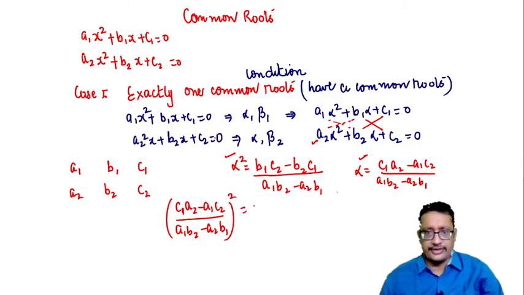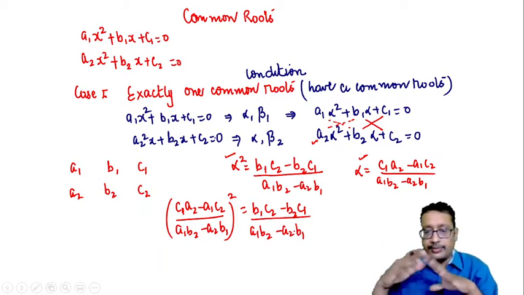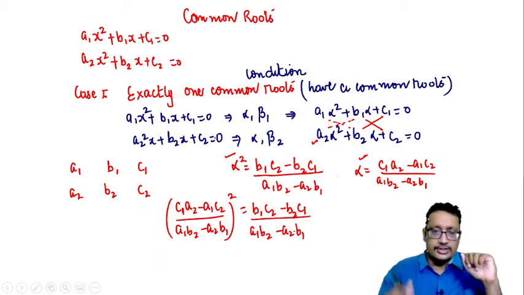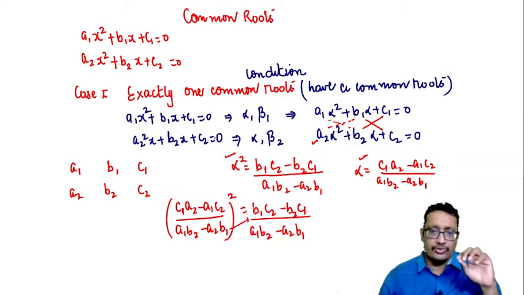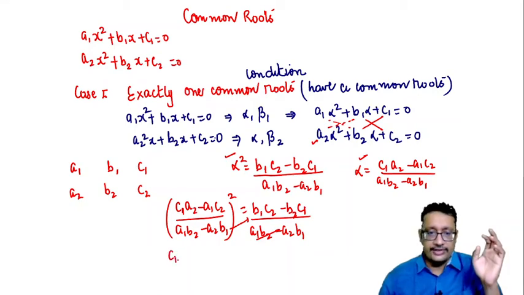And writing this alpha square again, (b1 c2 minus b2 c1) upon (a1 b2 minus a2 b1). So this is going to be the condition, but I am going to simplify this one. This square will get multiplied here, and one square will get cancelled, and this becomes power 1. So I am writing (c1 a2 minus a1 c2) whole square.